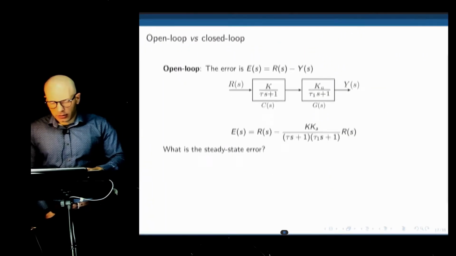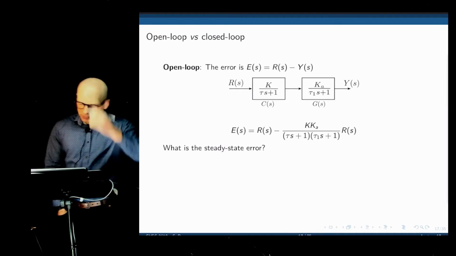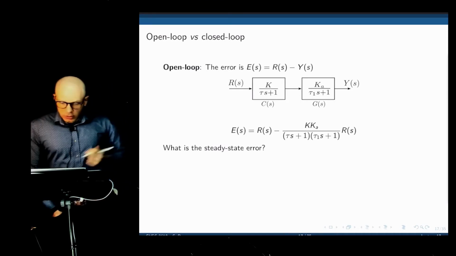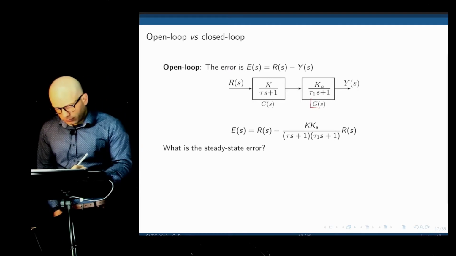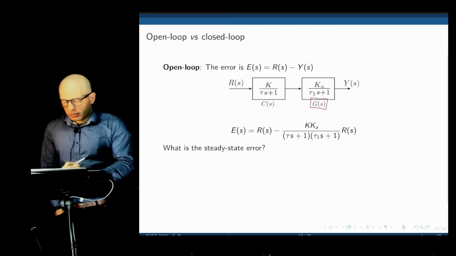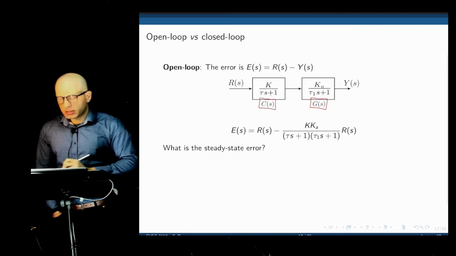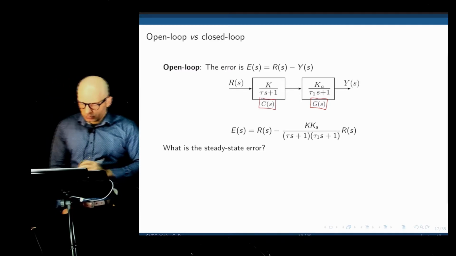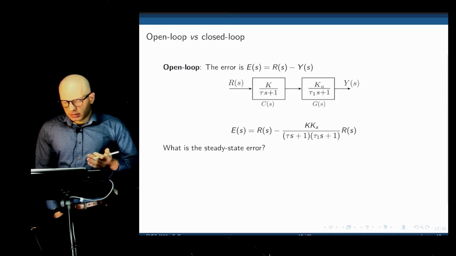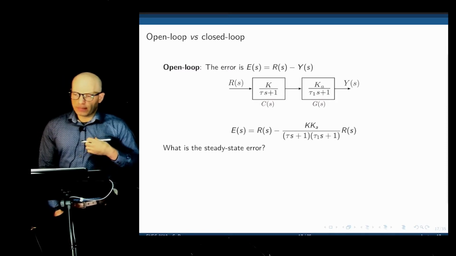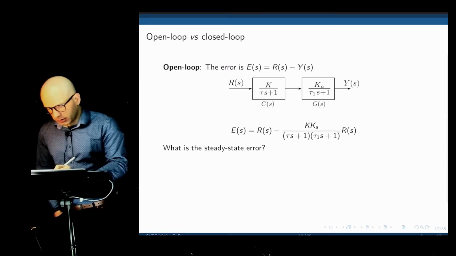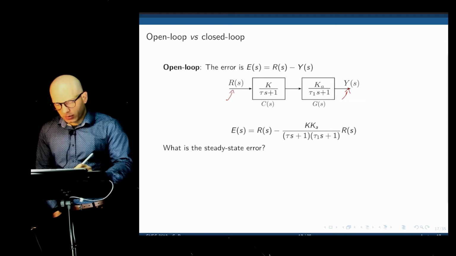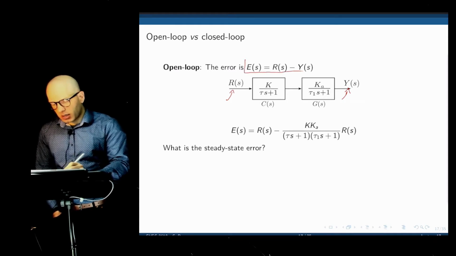Now let's give a practical example here. So here we have a function G of S that we want to control. And we are developing a controller for that function. The controller is C of S. The steady state error in this example is simply the difference between the output and the input. Input is R, output is Y. So the steady state error is simply R minus Y.